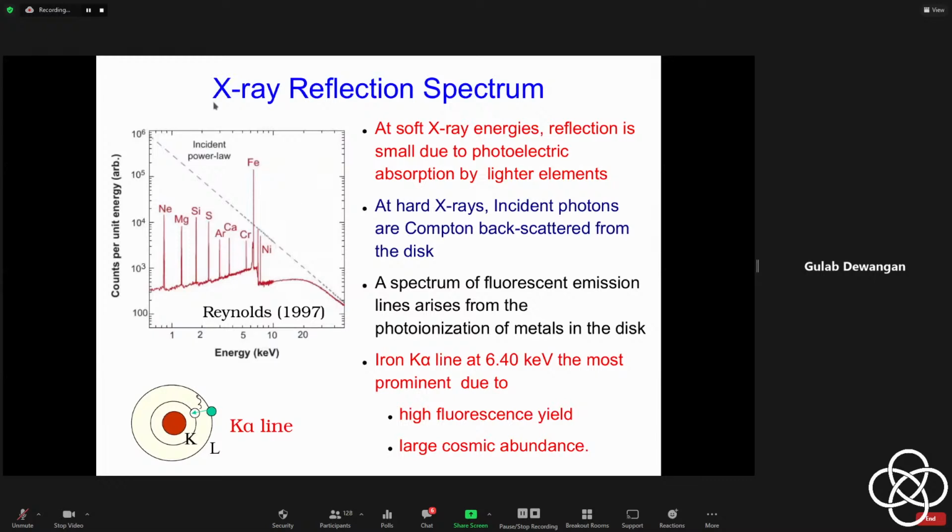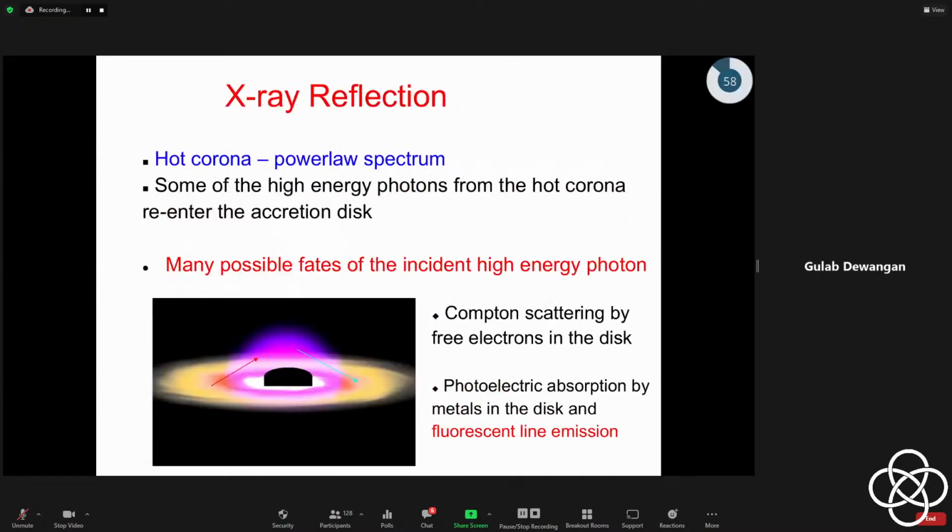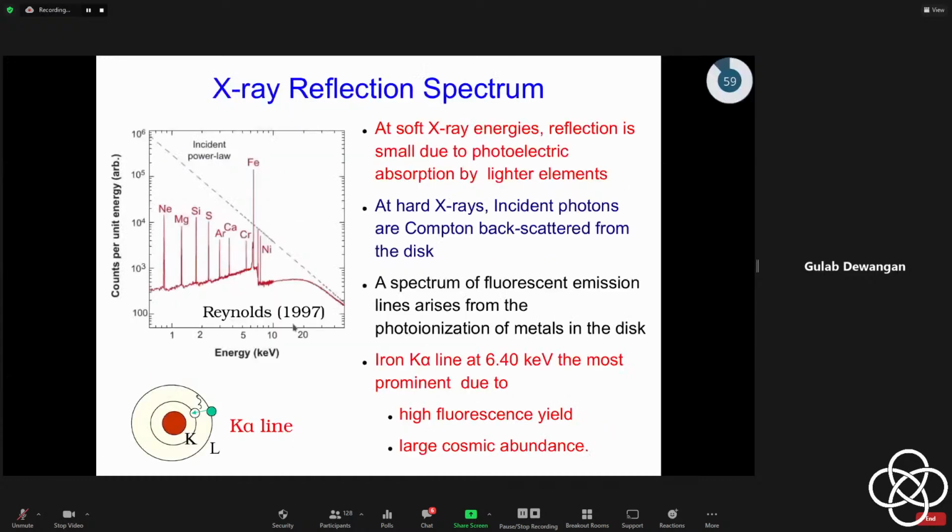Okay, so this figure is essentially a simulation where a simple incident power law spectrum is illuminating this accretion disk, and this accretion disk reflects. Then that reflection spectrum has this kind of signatures. Of course, there are fluorescence lines due to iron and other elements. What are the other features? For example, you see a hump-like thing at around 20 keV.